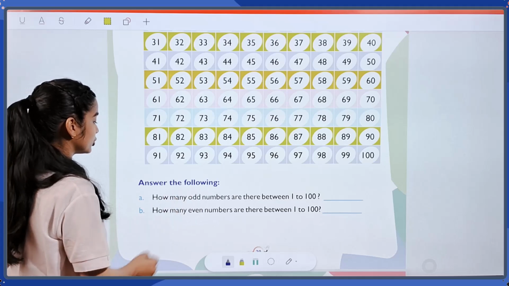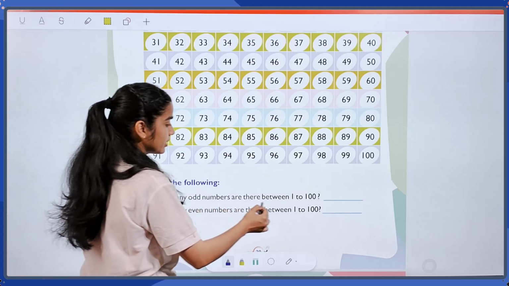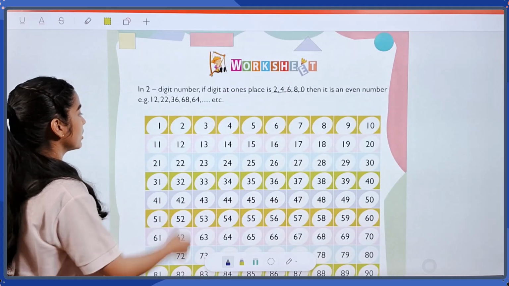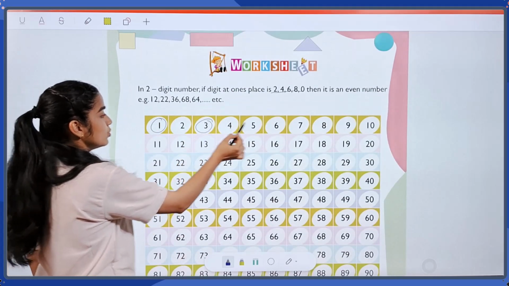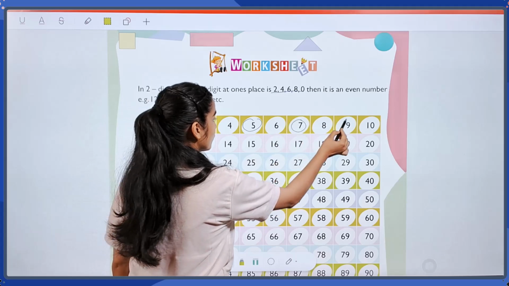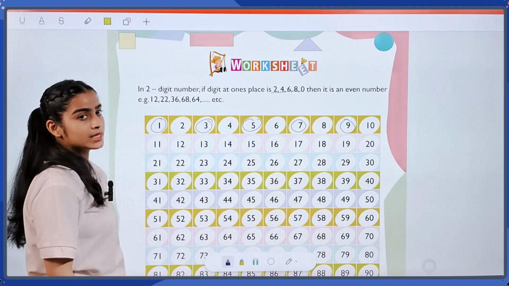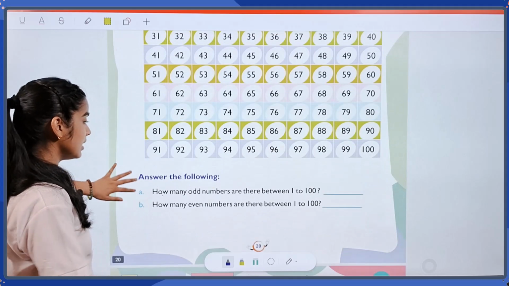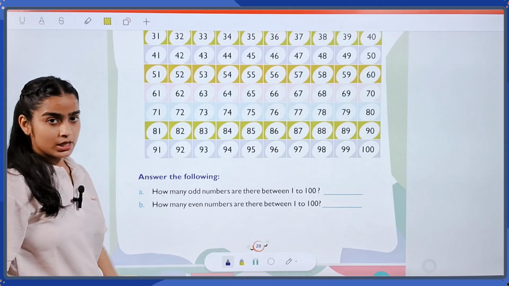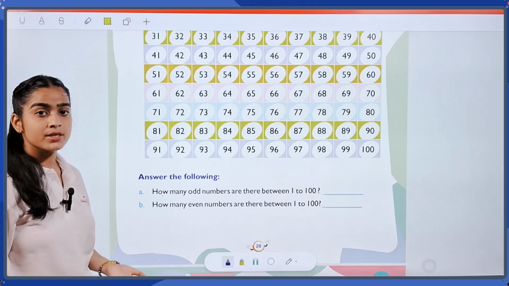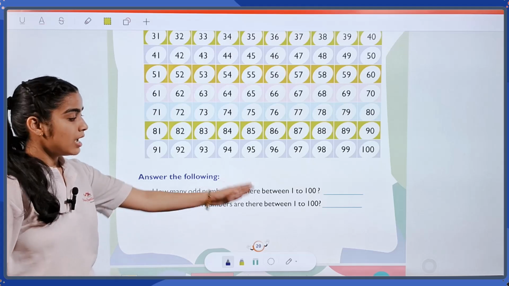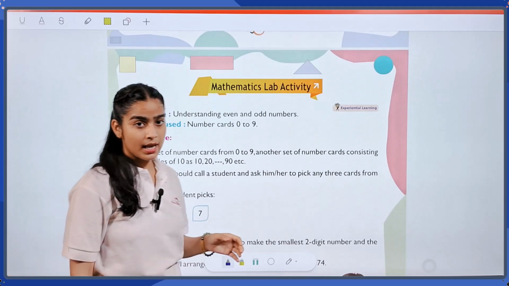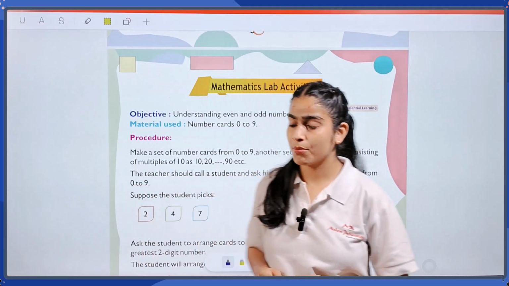Answer the following question. How many odd numbers are there between 1 to 100? So what you have to do is encircle the odd numbers like 1, 3, 5. After you encircle all the odd numbers, you have to count them and write your answer here. Similarly for the even numbers, you have to count how many numbers are not encircled, count them and write the number here. Now you have your mathematics lab activity which you have to perform in your maths lab.